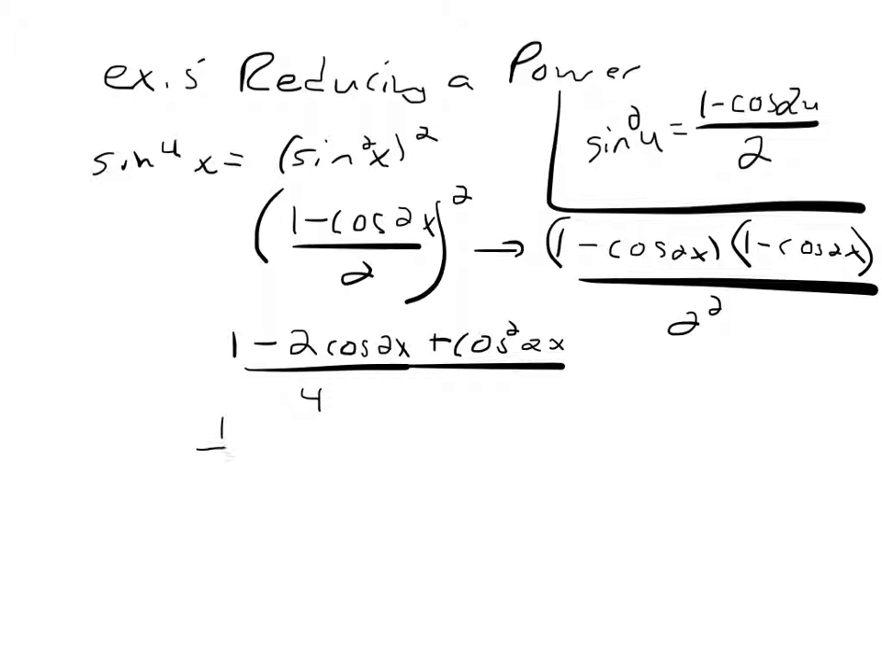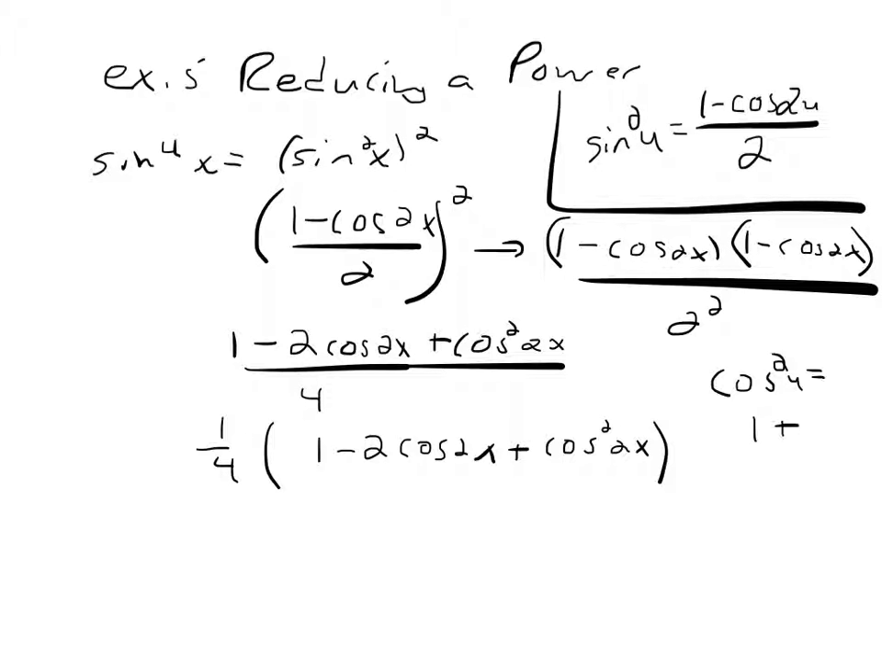Now, I'm going to factor out a fourth, and I'm going to have 1 minus 2 cosine of 2x plus cosine squared of 2x. Here's another example of referring to a formula. Because cosine squared u is equal to 1 plus cosine of 2u over 2. That is a power reducing formula on page 377 of your book.